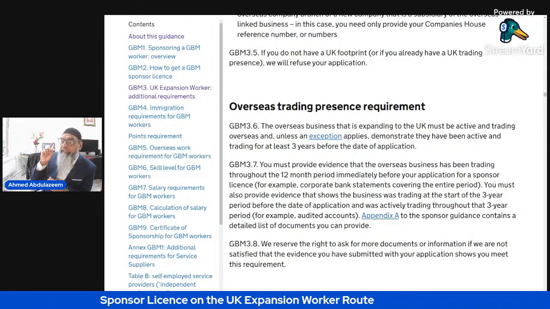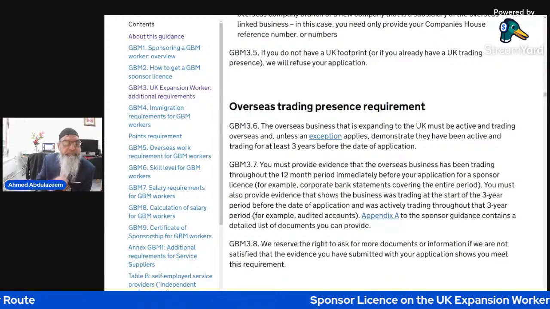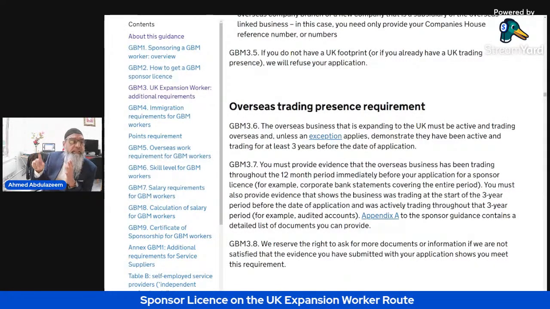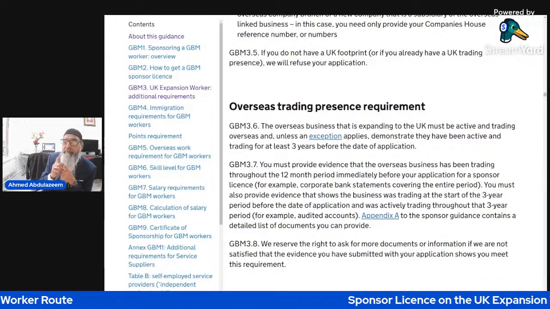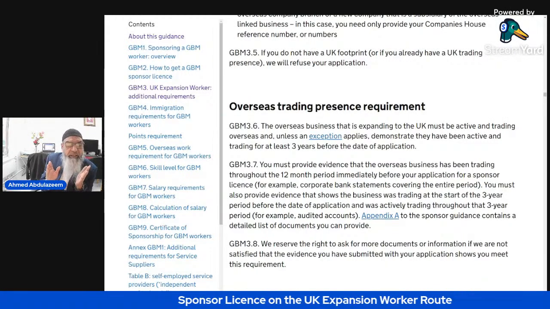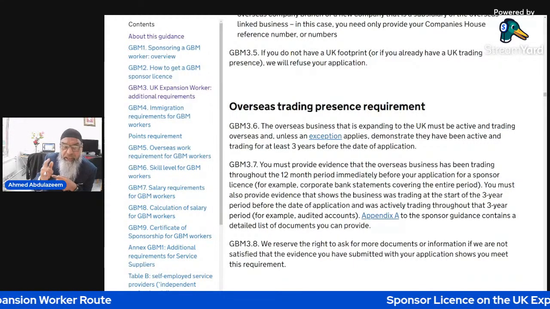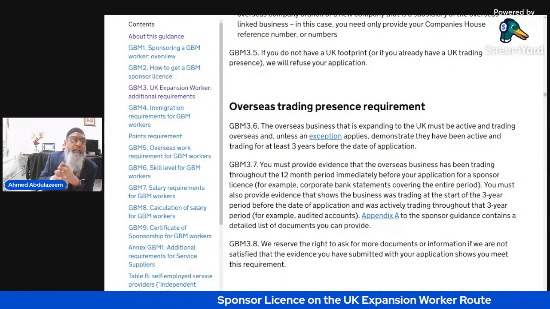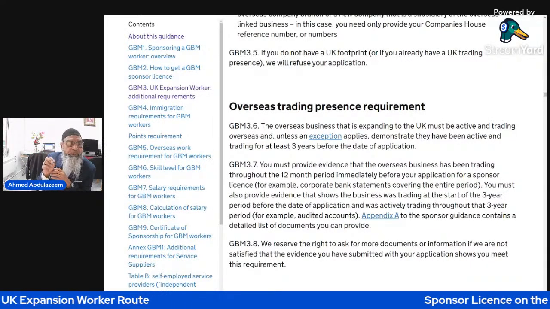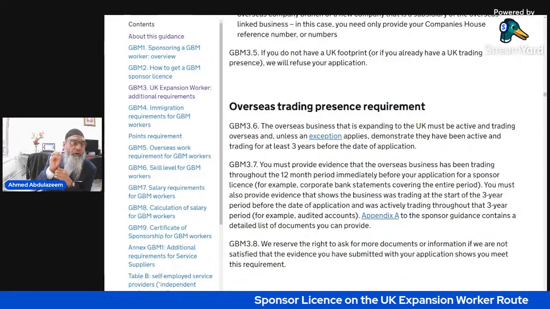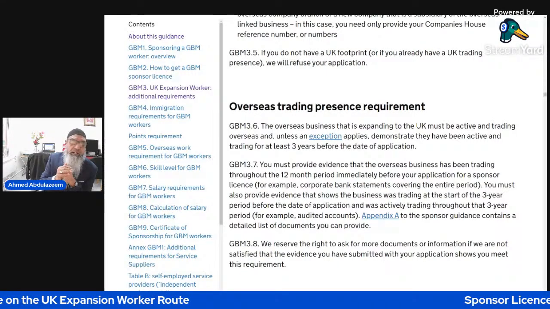They must demonstrate that they have been active and trading for at least 3 years before the date of application. What they are talking about is that the overseas business, the parent company, the principal business, must be active and trading for at least 3 years before the date of the sponsor license application. So before the date on which we intend to submit the application, we need to ensure that the overseas business, the principal or parent business, has been operating for at least 3 years or more. If not, there may be a problem with the sponsor license application.